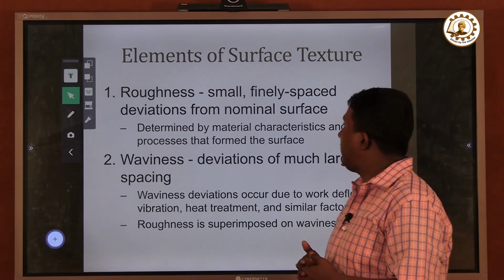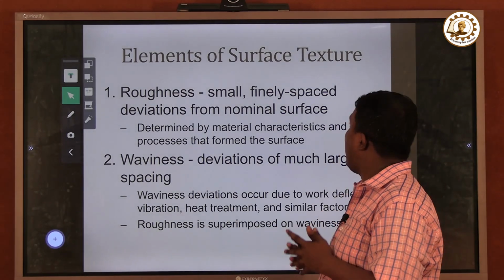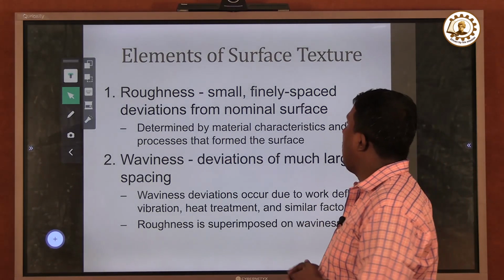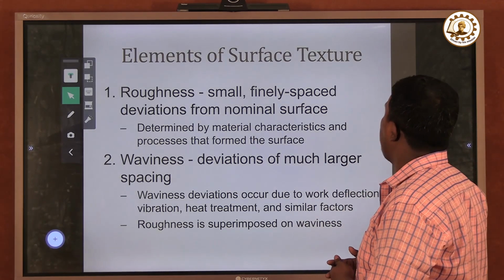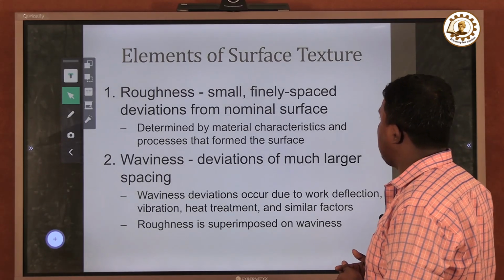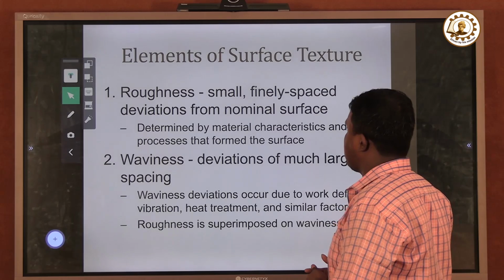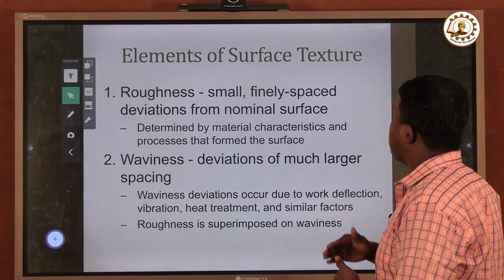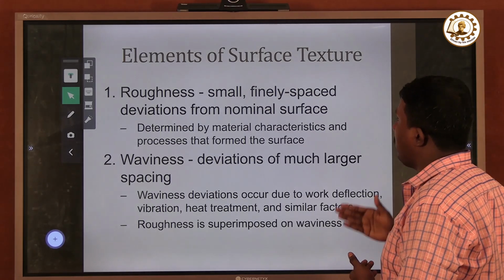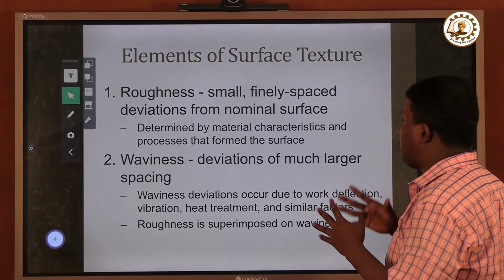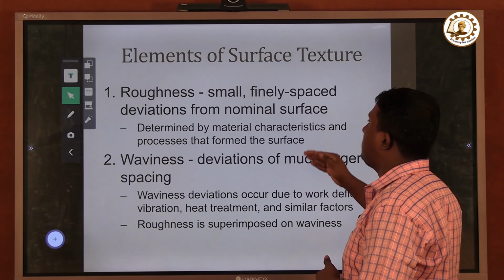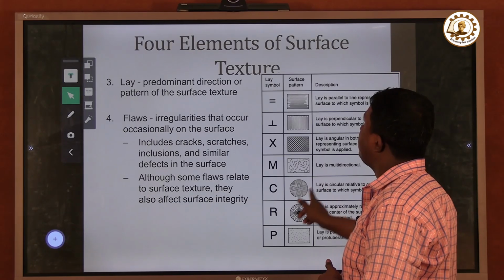So what is roughness? Roughness is very small, very fine spaced deviation from the nominal surface, and it is determined by the mechanical or material characteristics and the process that formed the surface. And waviness is the deviation which has the largest spacing. When it has large spacing, that is waviness. When it has small spacing, then it is roughness.